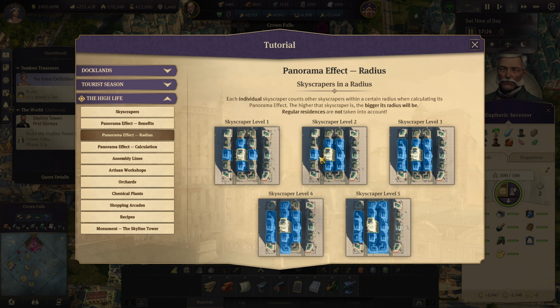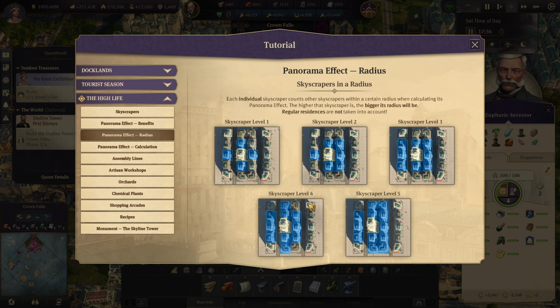Versus when you move to level 2, the circle gets a bit larger. Here it's a road, right? So that's why those two here are not in the circle. And then level 3, the radius is even bigger, etc., etc. And at level 5, you can see it's quite big. We're talking about 5 by 2 plus those 3 here. So that's quite a bit.